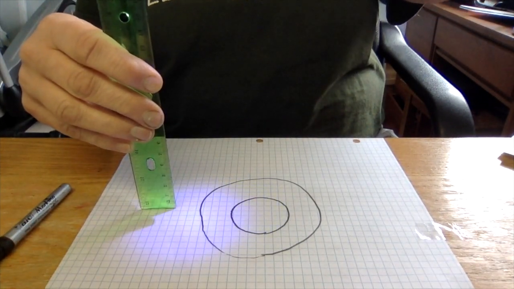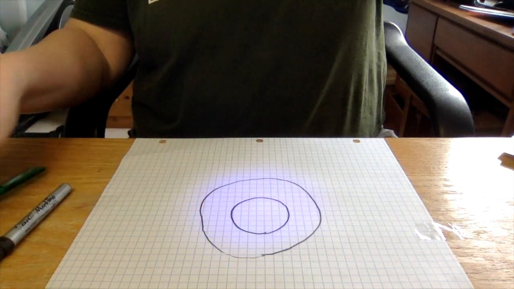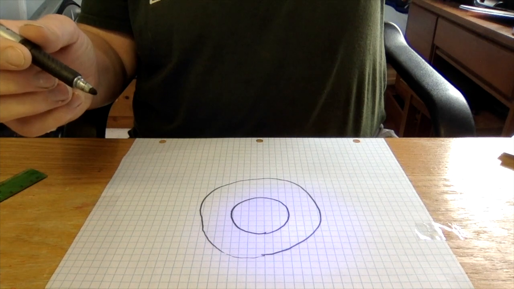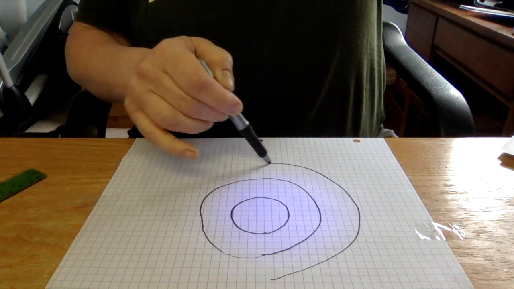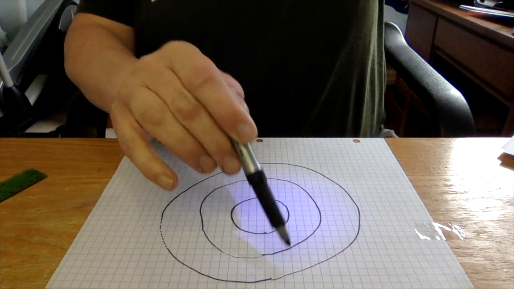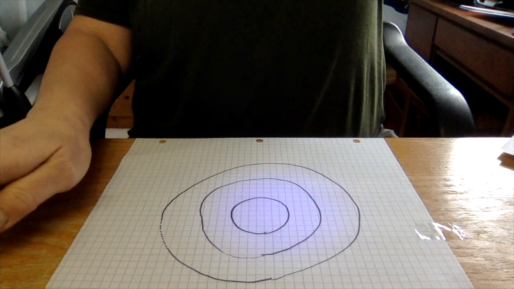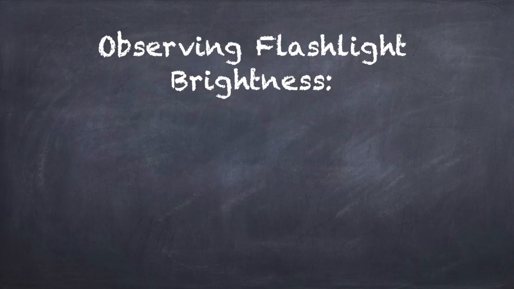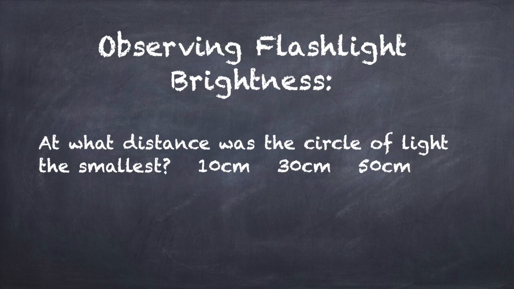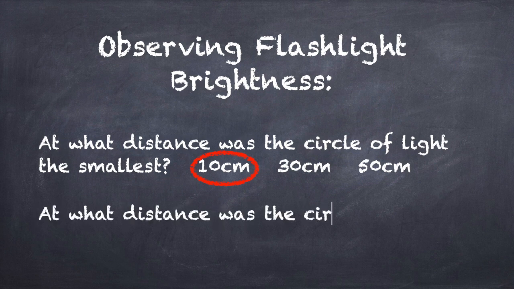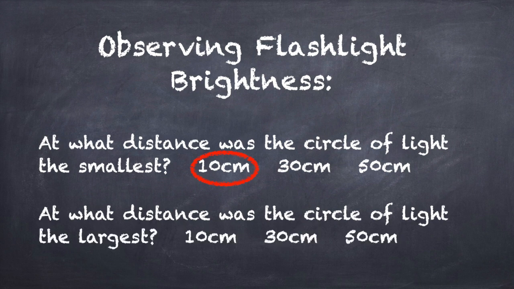Now I'm going to hold the light 50 centimeters above the paper. I'm going to draw a circle around the light that I can see. What do you notice about the brightness of the light at 50 centimeters? Let's think about what we learned. At what distance was the circle of light the smallest? Did you say 10 centimeters when it was closest to the paper? At what distance was the circle of light the largest? 50 centimeters, when it was furthest away from the paper.